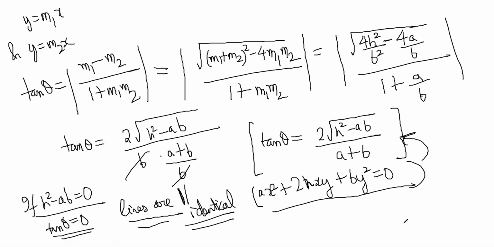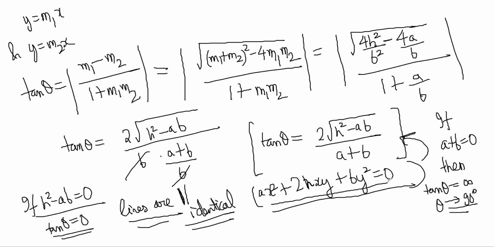And if a plus b is equal to 0, then tan theta is infinity, so theta tends to 90 degrees. So the two lines involved in making this are perpendicular when a plus b is 0, right? You are understanding? So this is article number 111.